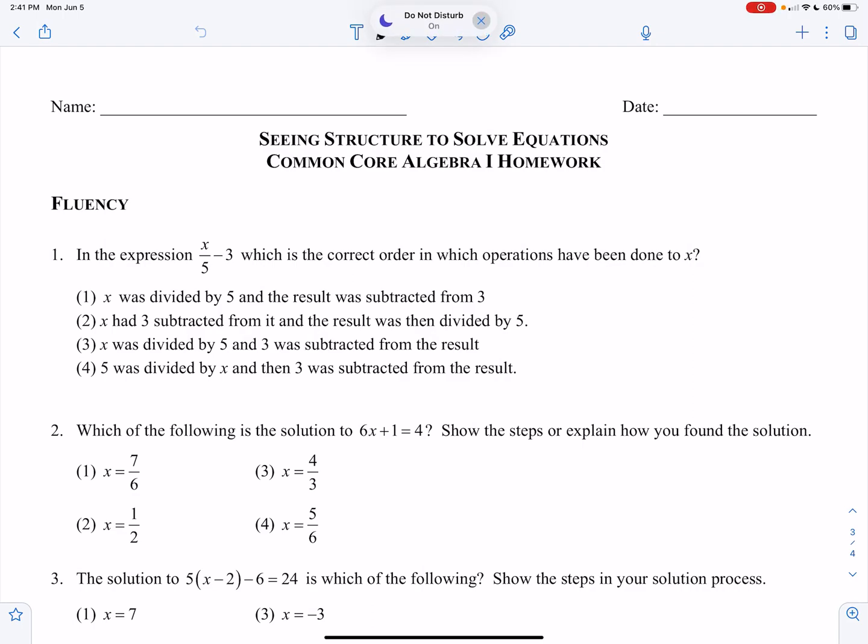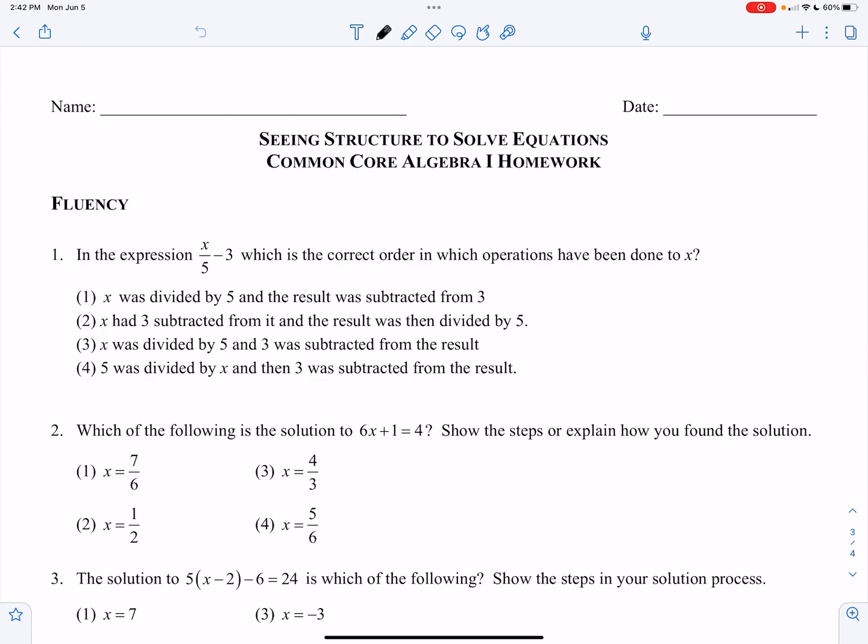Today we're going to be looking at Unit 1, Lesson 2, Seeing Structure to Solve Equations. We're going to be looking at the fluency, application, and reasoning sections of this lesson. Please remember to pause or rewind the video as needed. Let's begin.